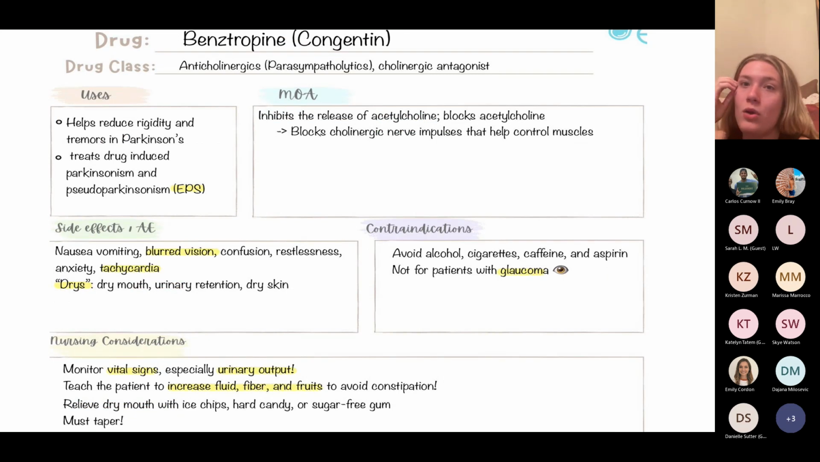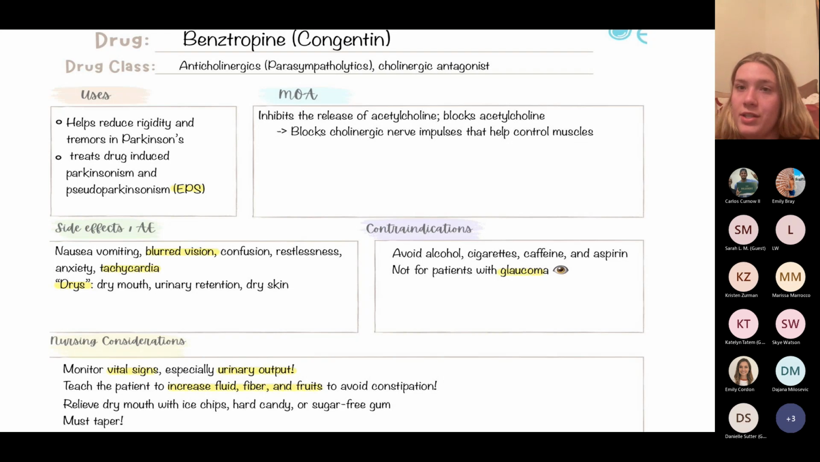Benztropine, this is our anticholinergic. So remember with our Parkinson's, that's when we had too little dopamine, too much acetylcholine. So we're going to give them an anticholinergic, also known as a cholinergic antagonist. This drug is really good for Parkinson's, but it also helps treat drug-induced Parkinsonism, which is indicative of a lot of our psych meds having what's called extrapyramidal symptoms, which will be more thoroughly discussed in the psych medication portion of your course, but it can also be used for that as well.